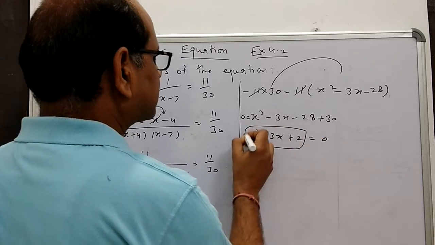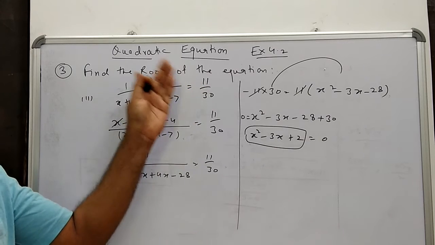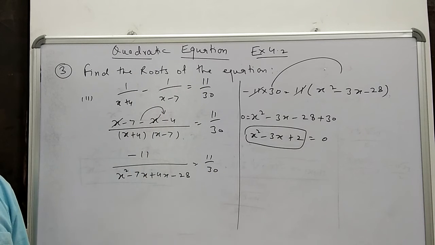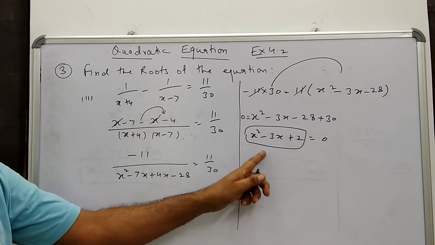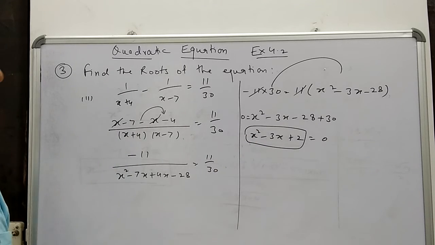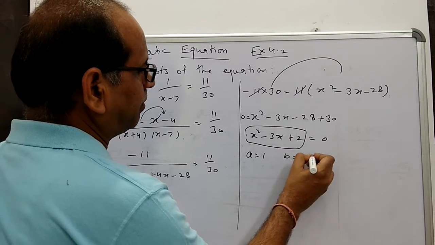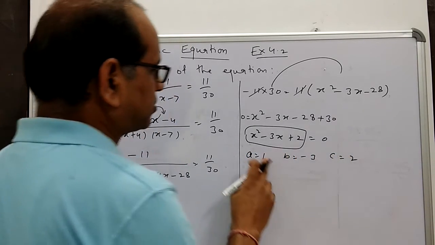And after this, it is not given in the sum that you have to use the formula or you have to use the factor method. You can use anything here. This sum can be done by the factor method also or it can be done by the formula also. As we are doing formula, I am using formula: a equals to 1, b equals to minus 3 and c equals to 2.